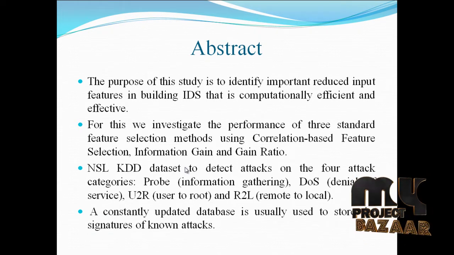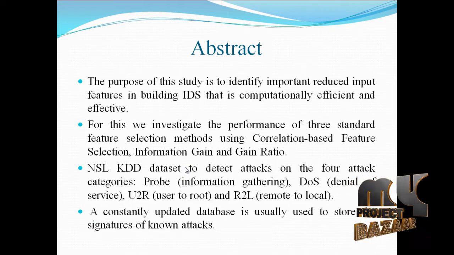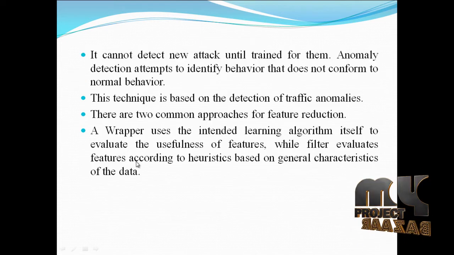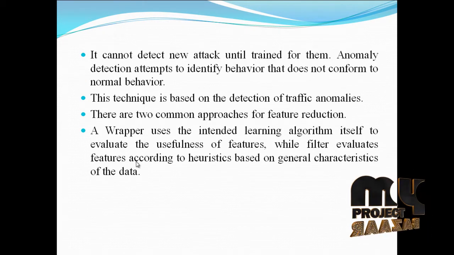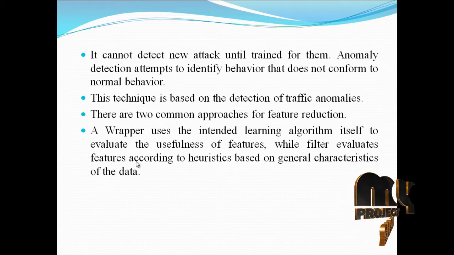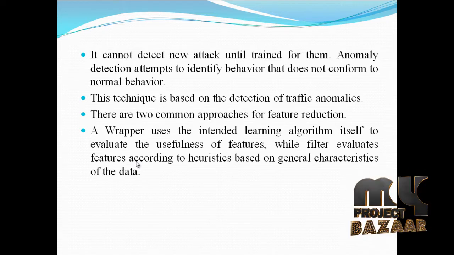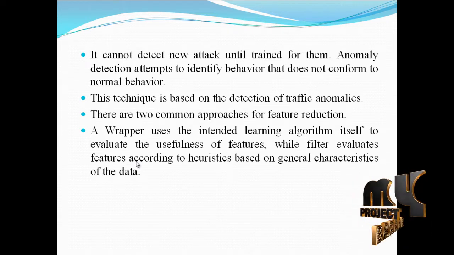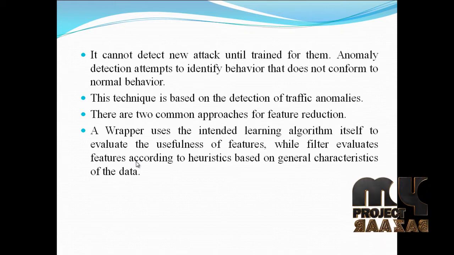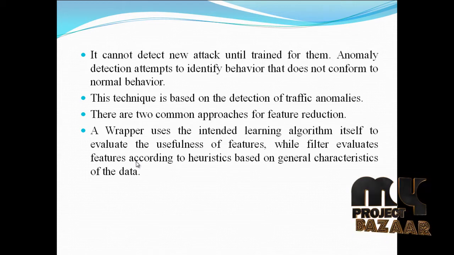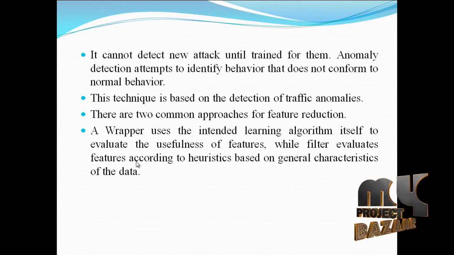remote to local. A constantly updated database is usually used to store the signatures of known attacks, and then it cannot detect new attacks until trained for them. Anomaly detection attempts to identify behavior that does not conform to normal behavior. This technique is based on the detection of traffic anomalies. There are two common approaches for feature reduction. A wrapper uses the intended learning algorithm itself to evaluate the usefulness of features, while a filter evaluates features according to heuristics based on general characteristics of the data.